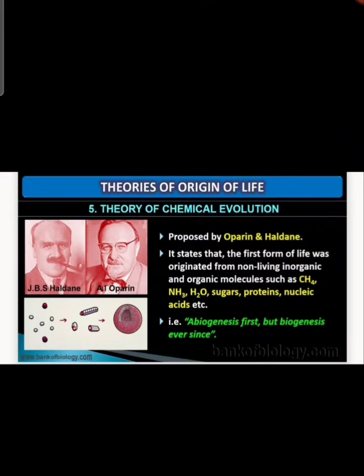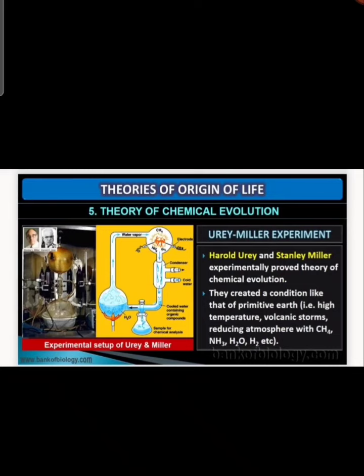So first ammonia, methane, water, sugars, proteins, nucleic acid, all of them started existing first, and later the first cell, and later the organisms started existing. So this was the theory of chemical evolution. Urey and Miller's experiment showed how life might have come into existence through organic or inorganic chemicals, molecules. Harold Urey and Stanley Miller experimentally proved the theory of chemical evolution.